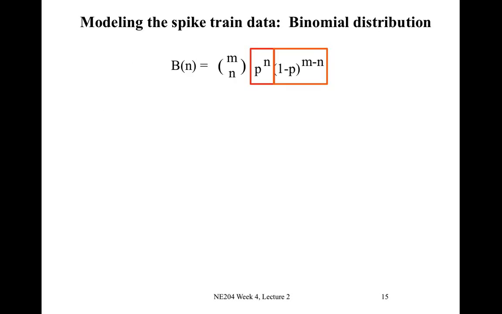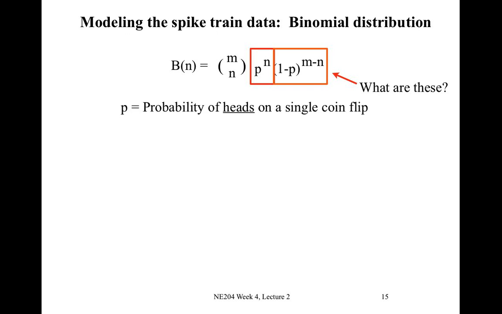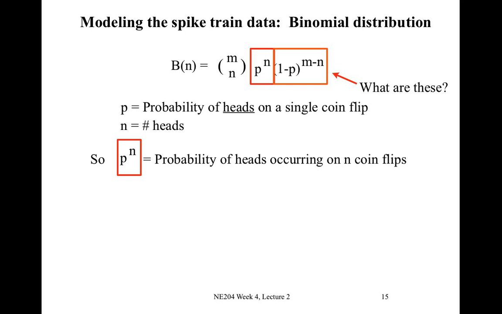What about these second 2 terms? We have p to the n and then 1 minus p to the m minus n. So let's think about these terms. What do these represent in our binomial distribution? Well, we've said p is the probability of observing heads on a single coin flip, and n is the number of heads. So if we take p to the n, that represents the probability of heads occurring on n coin flips. We're thinking of these as independent. We multiply our probabilities together. We have n heads occurring in our list, so we multiply p together n times. So we get this p to the n.